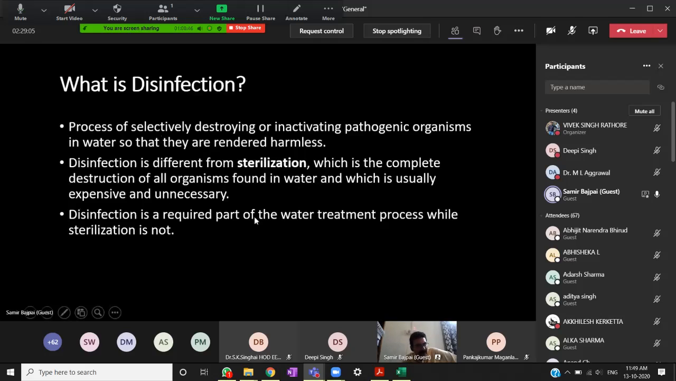And disinfection, actually, we don't intend to kill all the microorganisms. Basically, the purpose of disinfection is to inactivate the microorganisms which cause disease. So disinfection is quite different from sterilization. In sterilization, you carry out complete killing of all the microorganisms, while in disinfection, you only inactivate the microorganisms that are pathogenic, that are disease causing in nature. So you target that in disinfection.